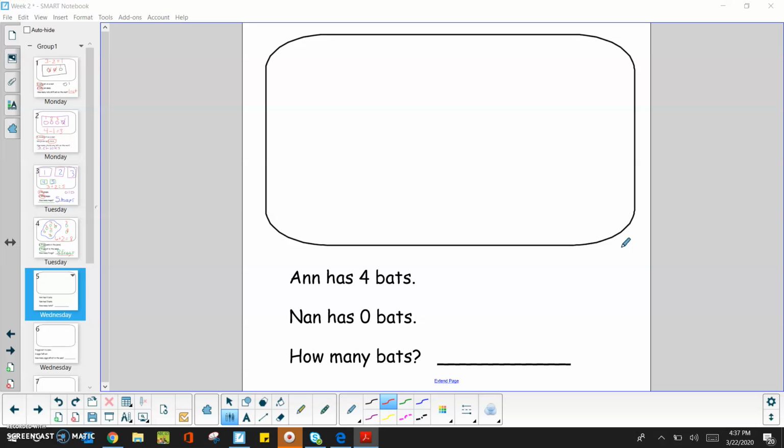Now let's read it again and let's focus on the important information. Anne has 4 bats. Nan has 0 bats. How many bats? So I'm going to think about it. Am I putting those bats together or am I taking them apart? Let's draw this out and figure it out.